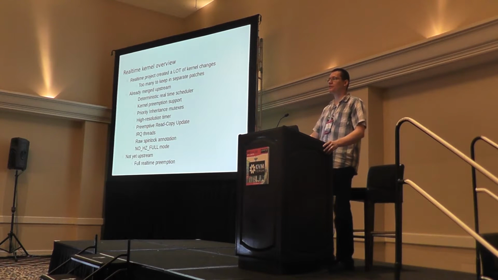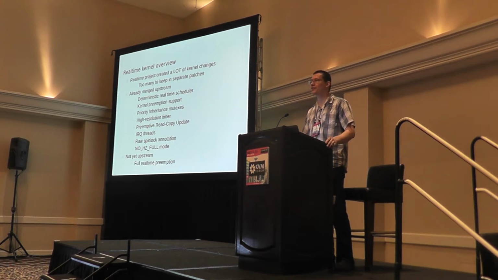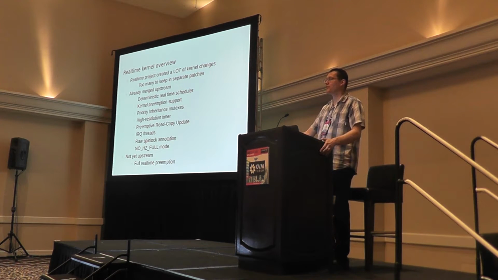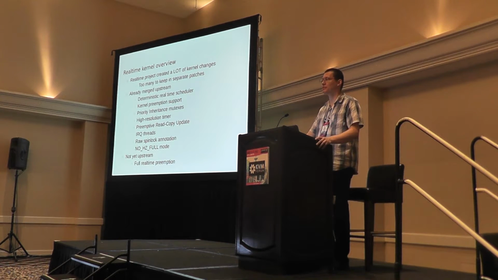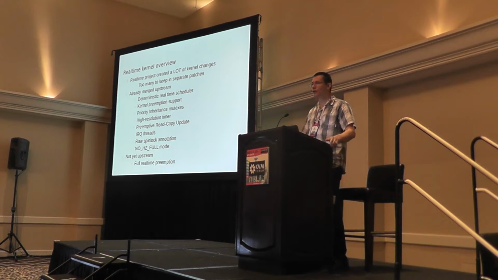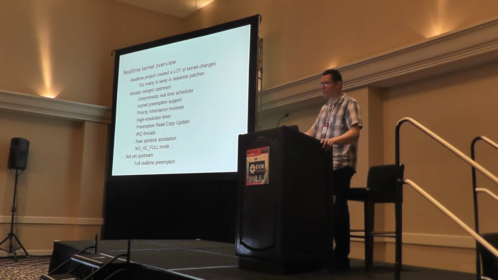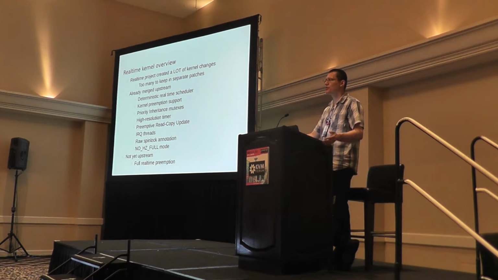Well, in order to not run into the issues of spin locks and IRQs and things like that, a lot of things have to change. Some of the features that are necessary you may already be using without knowing it. For example, a deterministic real-time scheduler that always schedules the highest priority programs across the whole system, across all the CPUs. That's already upstream. Kernel preemption is already upstream. Priority inheritance mutexes, you're probably not using them, but they're there.